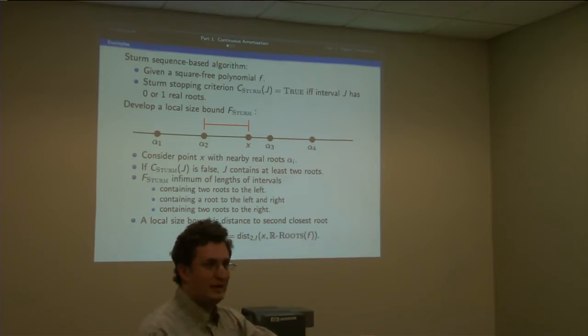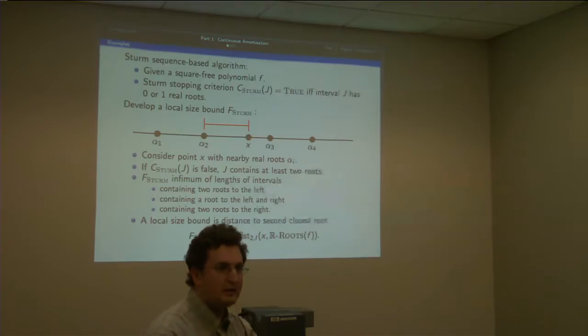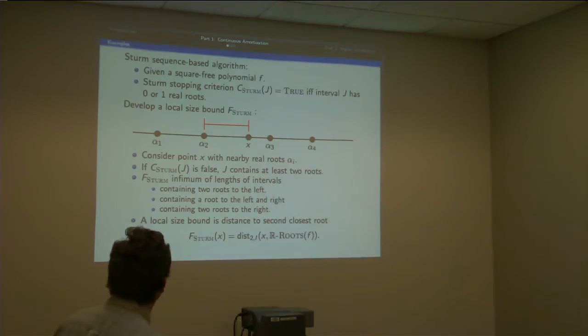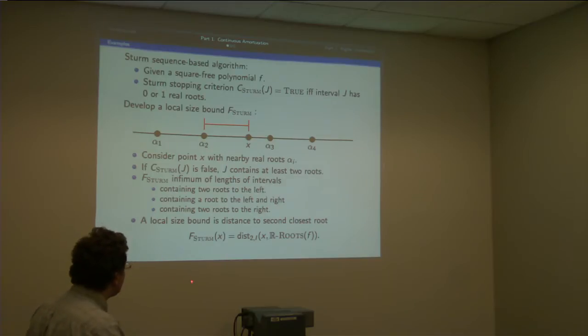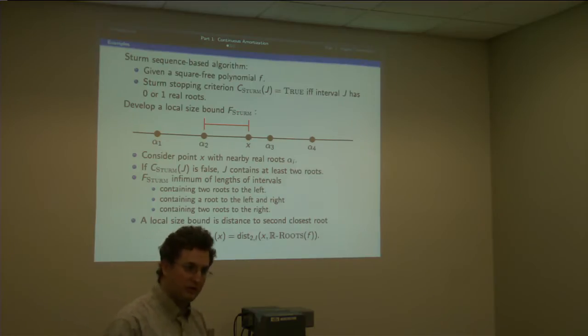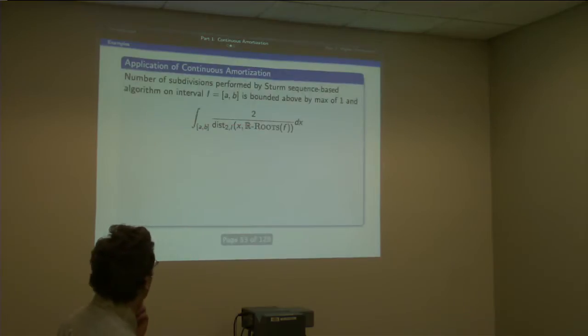The second root in the interval is further away than the second closest root to x, because it's a subset, because it's more restrictive. So this is the bound that we're going to use. If our interval is subdivided, if we've got two roots, then it has to be big enough to contain the second closest root. That's what this is saying. And now we integrate it.